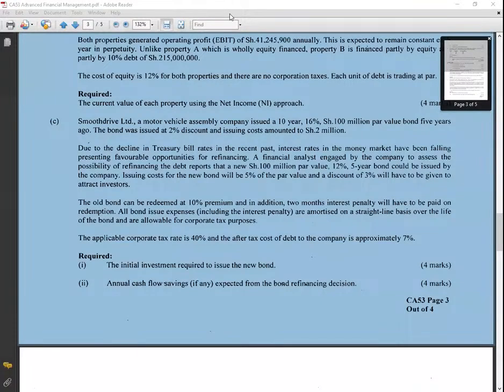What do we have there? I can see so many of you writing good things here. The new bond. 16.4. Discount, kindly repeat. Oh, interest I'm being told is 12. Issue cost of 0.2. Okay. So let me answer that.